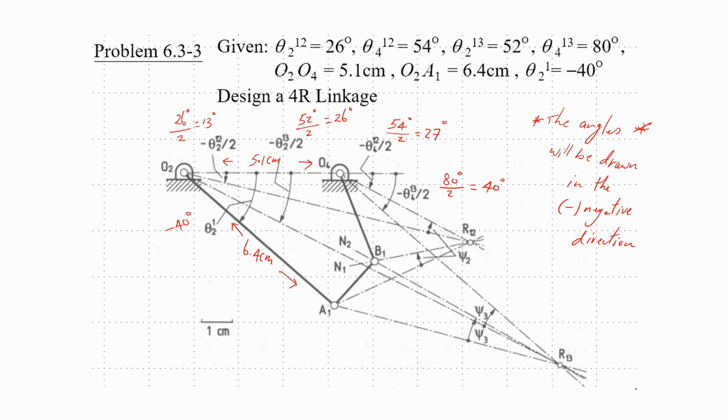So we have a set of given angles and given lengths, and in order to get the required angles, we have to divide the given angles by 2, and our angle values will be drawn in the negative direction. And we also have a length of 5.1 centimeters for O2 and O4, and on O2 to A1 we have a length of 6.4 centimeters.